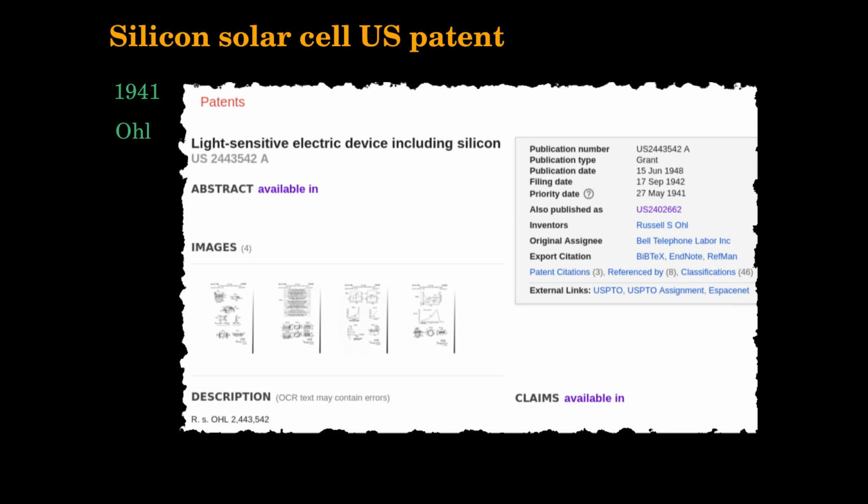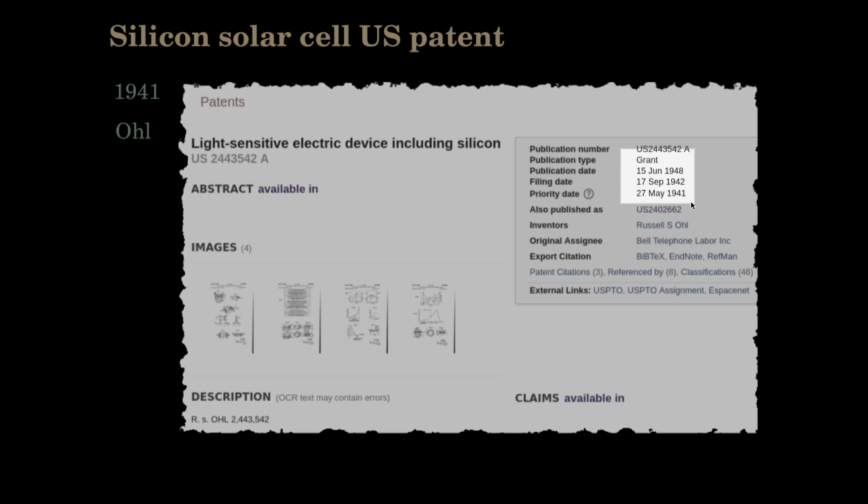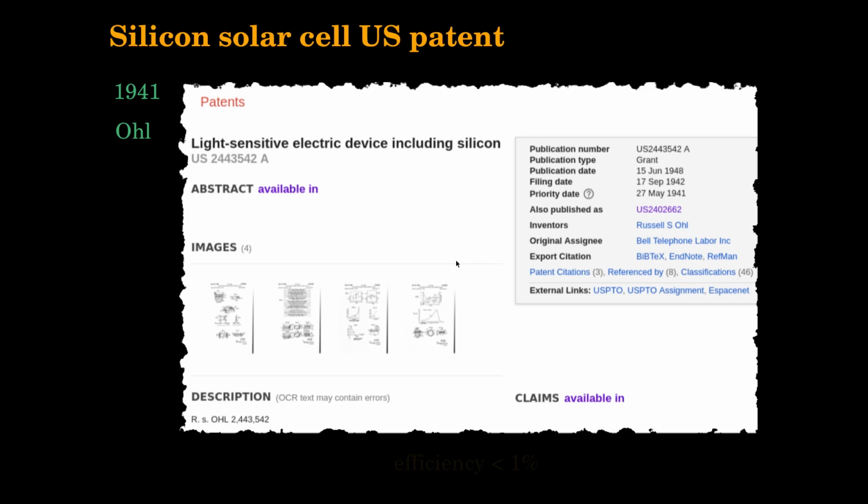Then later in 1941, Ohl made the first patent for a silicon solar cell. A silicon solar US patent was made in 1941. So it was a light sensitive electric device including silicon. This silicon solar cell had an efficiency of much less than 1%. It did not have much commercial value or commercial implication, but it was a landmark point as far as the solar cell or the photovoltaic cell was concerned. It was a very important point in history.